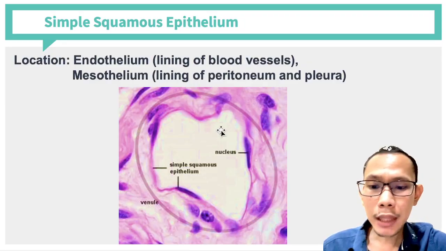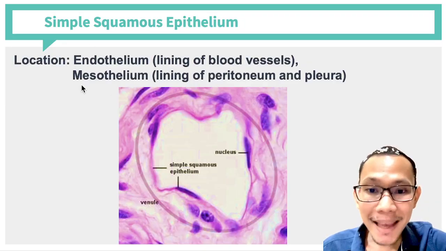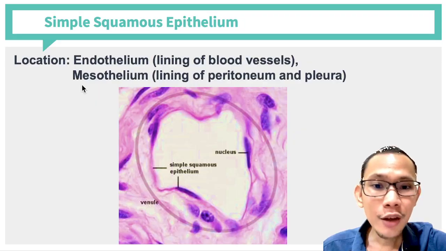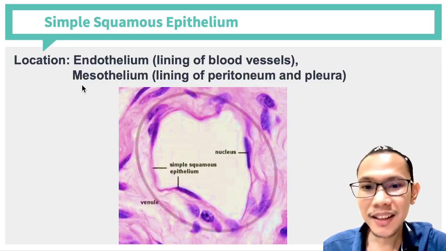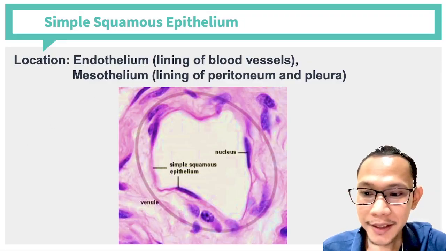Simple squamous epithelium covers the external surfaces of your digestive organs, lungs, and heart, and what we term as your mesothelium. Simple squamous epithelium that lines the lumina of your heart chambers and all blood and lymphatic vessels, that's what we term as your endothelium. Okay? Sige.